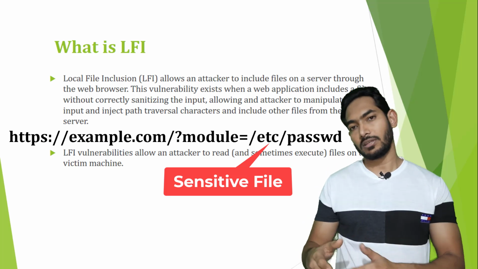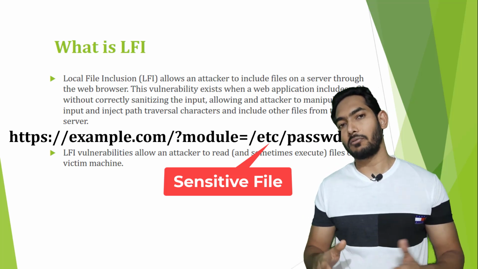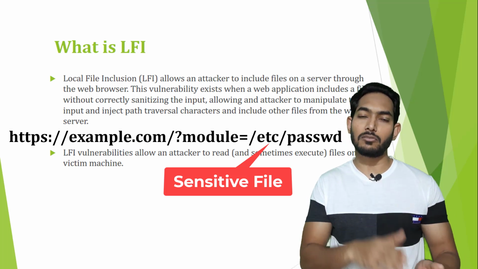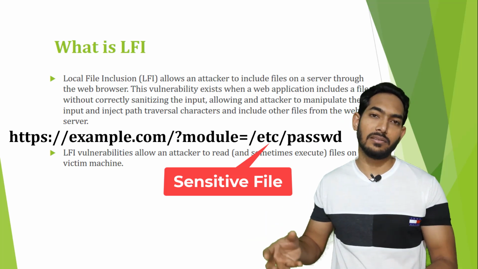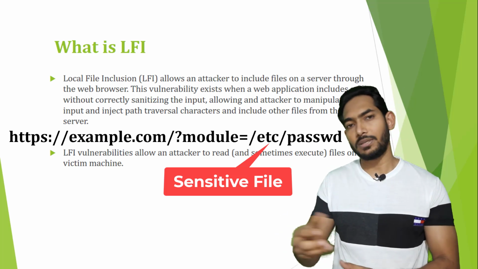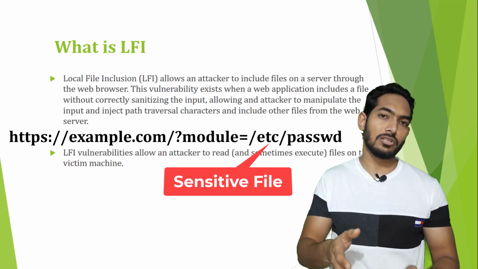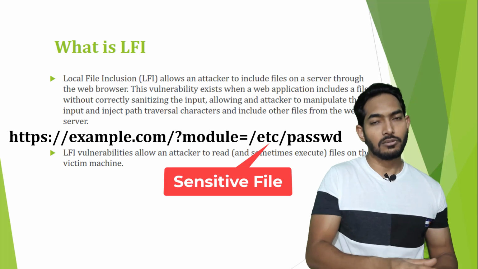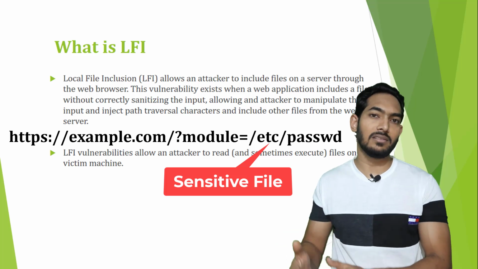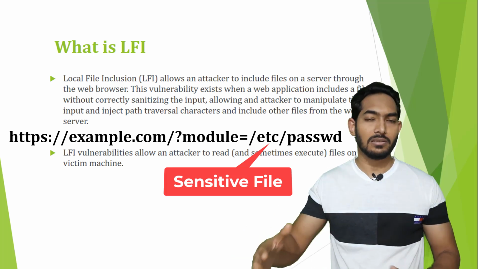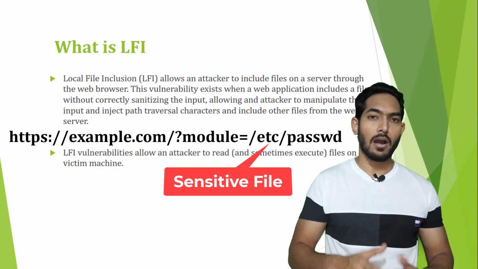Suppose a web application is using a Linux operating system. In this case, files like etc passwd or etc shadow are very sensitive files that contain password related information of particular users. So instead of contact.php, the attacker can replace the file with this sensitive file and try to fetch its content on the web page. This is exactly the vulnerability. It allows an attacker to read, or sometimes even execute, files on the server.